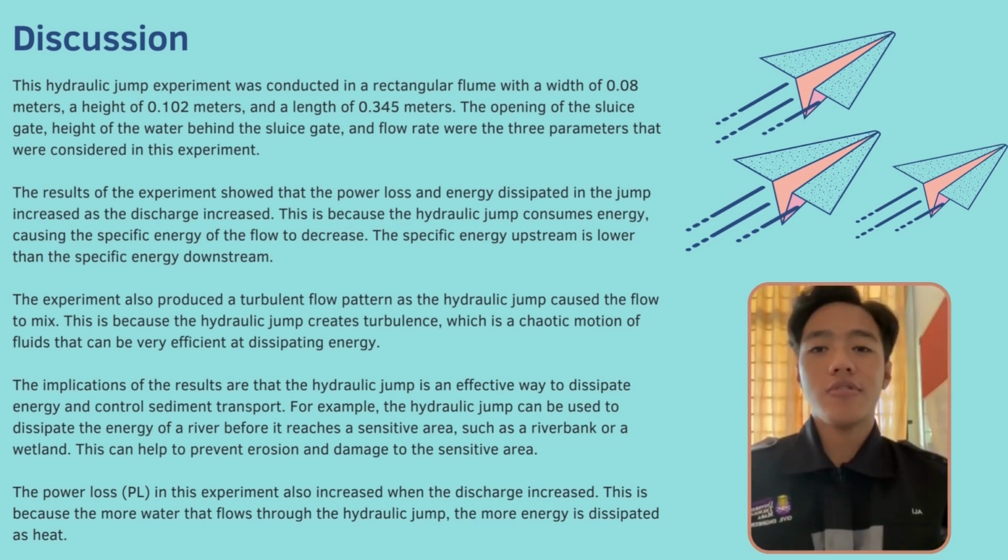The experiment also produced a turbulent flow pattern as the hydraulic jump caused the flow to mix. This is because the hydraulic jump creates turbulence, which is a chaotic motion of fluids that can be very efficient at dissipating energy. The implications of the results are that the hydraulic jump is an effective way to dissipate energy and control sediment transport. For example, the hydraulic jump can be used to dissipate the energy of a river before it reaches a sensitive area such as a riverbank or wetland. This can help to prevent erosion and damage to the sensitive area.